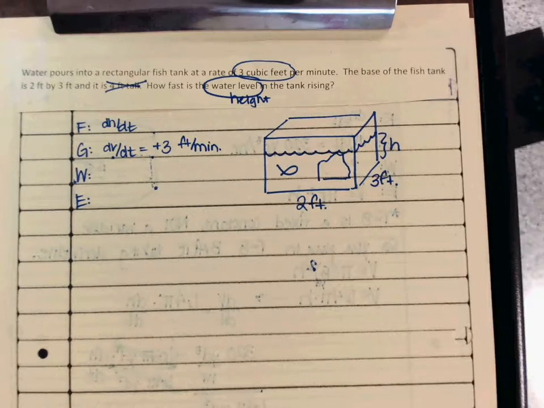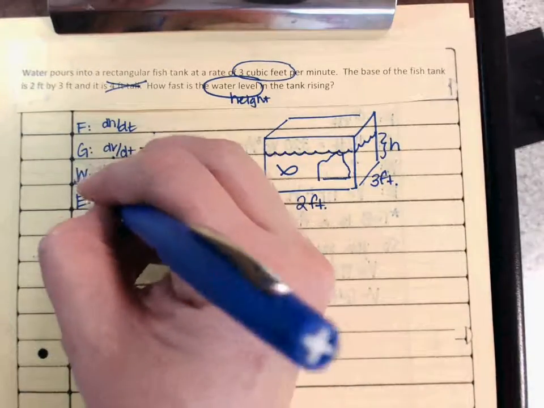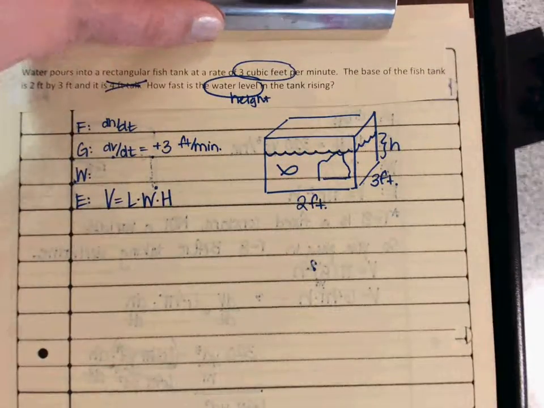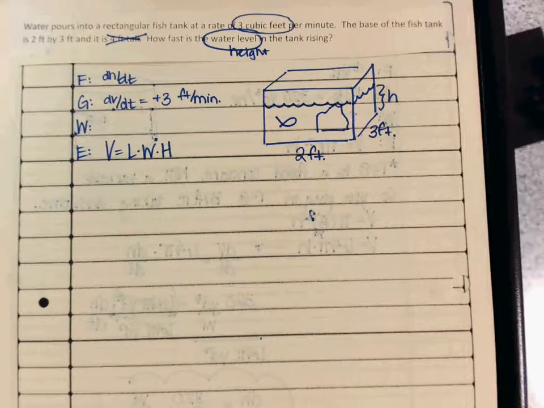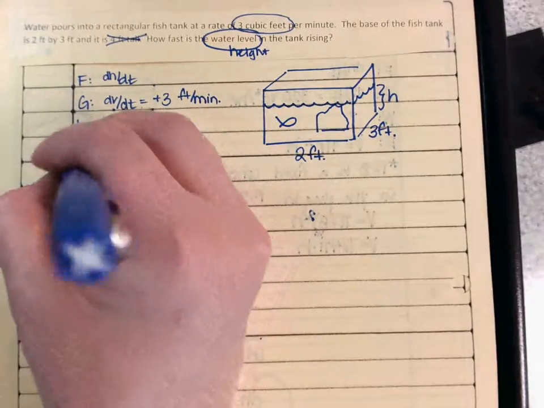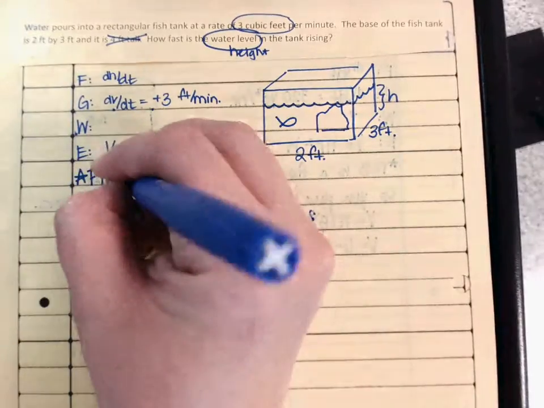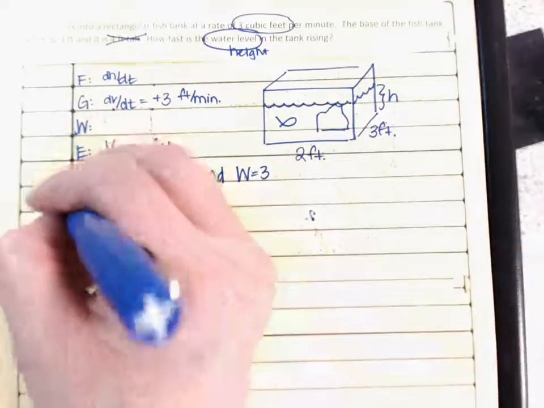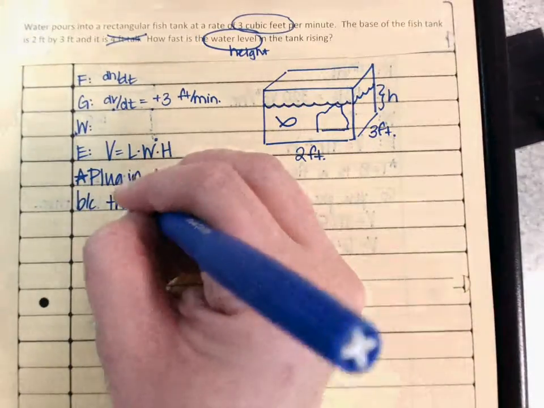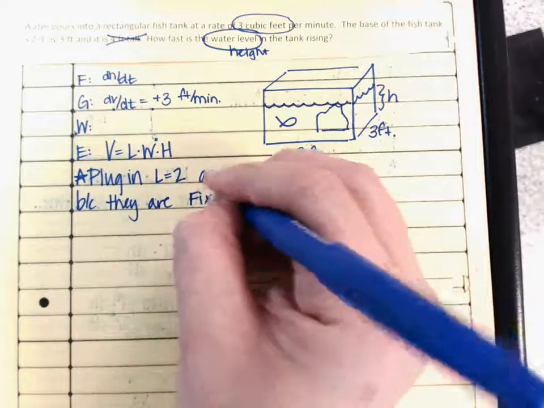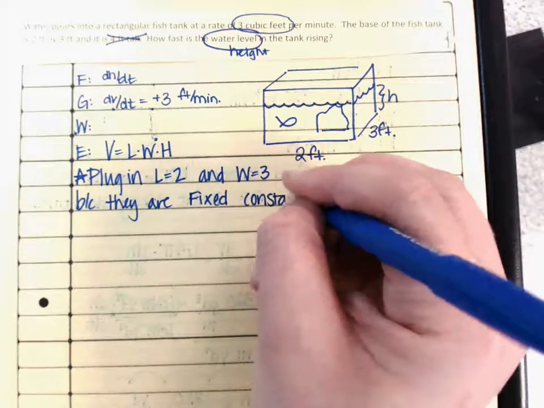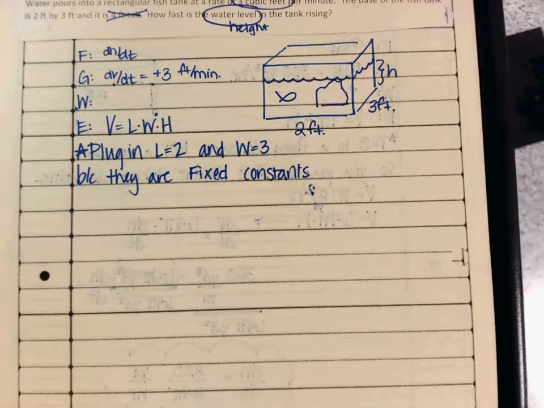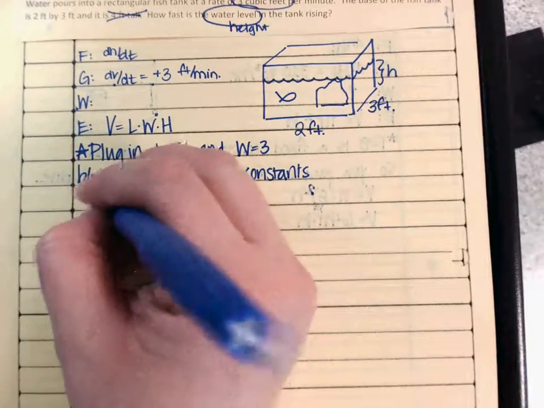That doesn't help us. So when I plug into my equation, volume equals length times width times height. My length and my width are fixed. My height will be changing. So I'm going to plug in L equals 2 and W equals 3 because they are fixed constants. When you fill something up, the water is going to match the size of the container. Okay? So volume equals, what's 2 times 3 here?